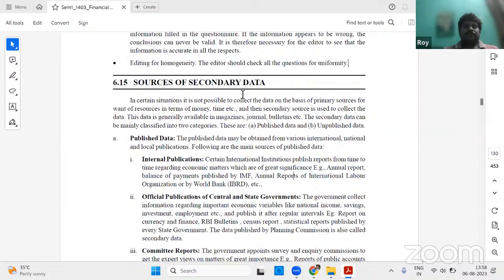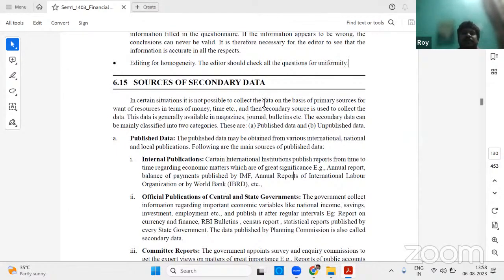Any publications, sir, like newspapers, magazines? Yes, published means which is already approved, already given, sent to the people to read.